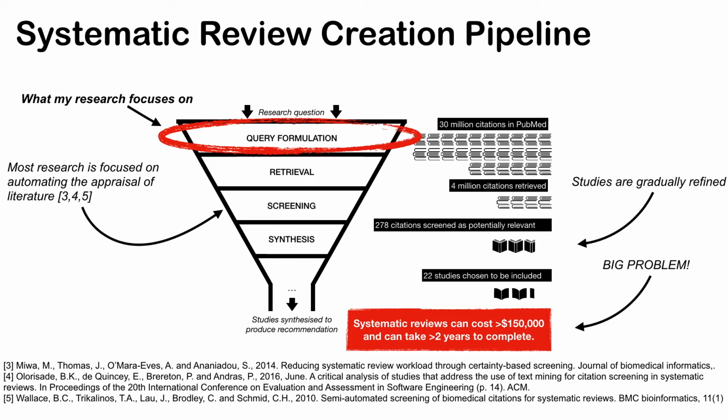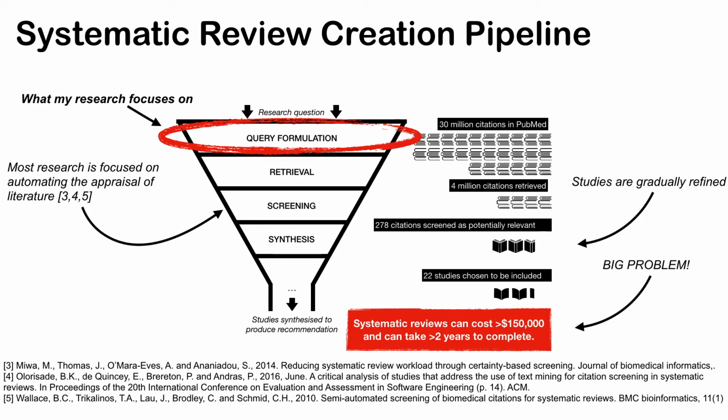But one big challenge in constructing systematic reviews is that they're extremely time-intensive and costly to produce. So the entire process can take upwards of 2 years to complete and cost more than $150,000. This is a big problem, and a lot of research is focused on reducing these costs.